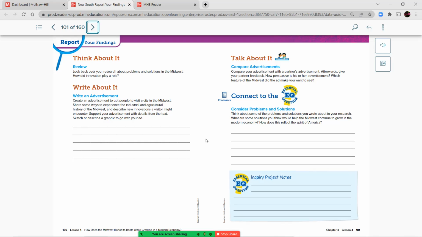Once you've completed that, make sure you go back and check your spelling and grammar. Make sure you start all your sentences with a capital letter and end with punctuation, and that you use lots of detail in your responses.